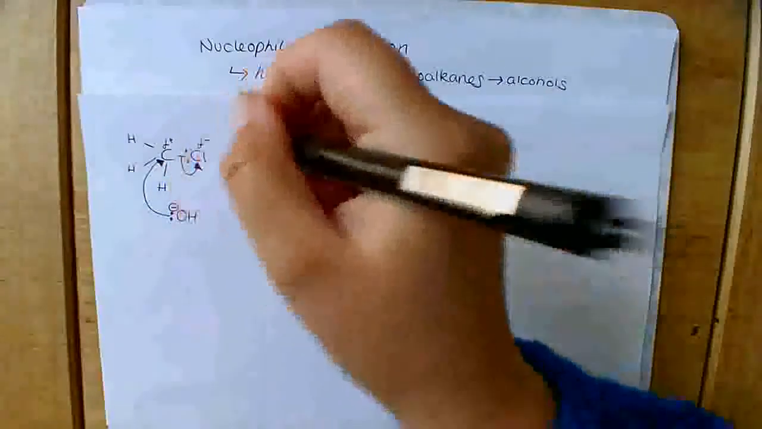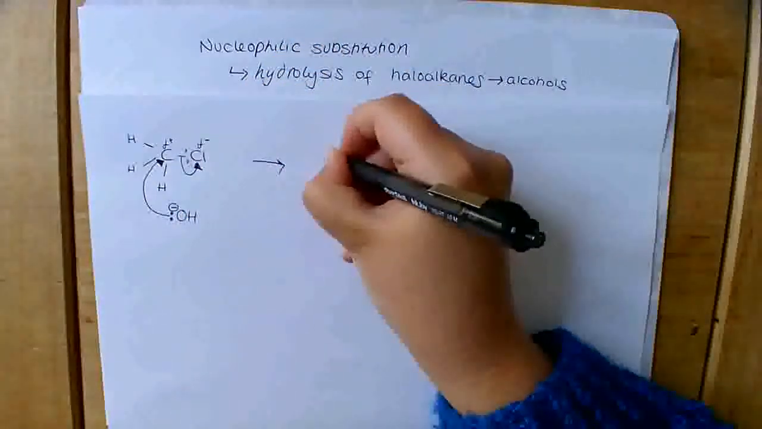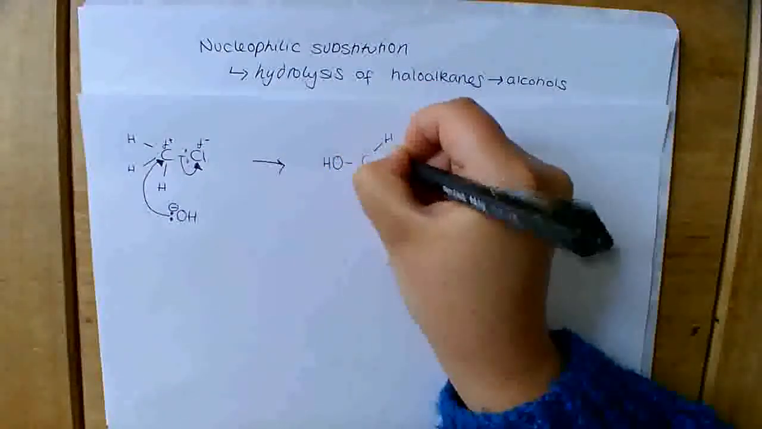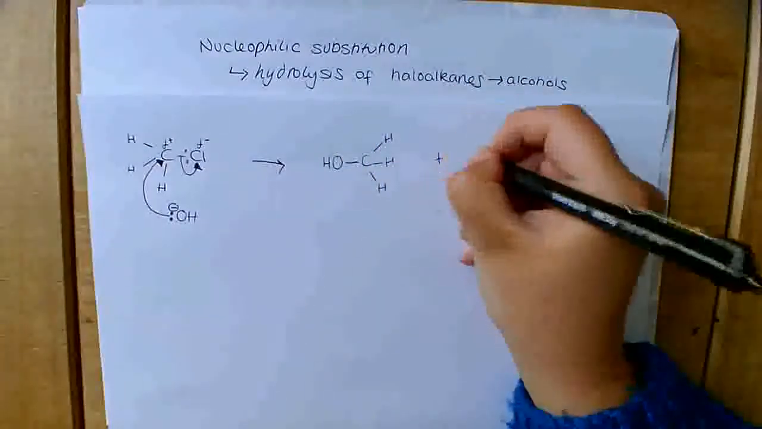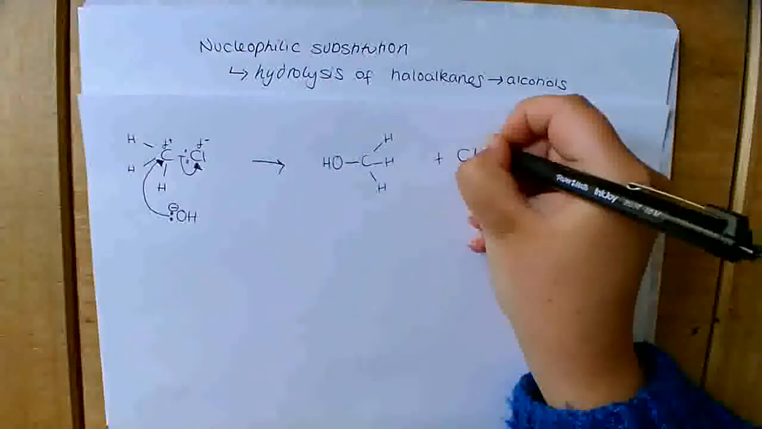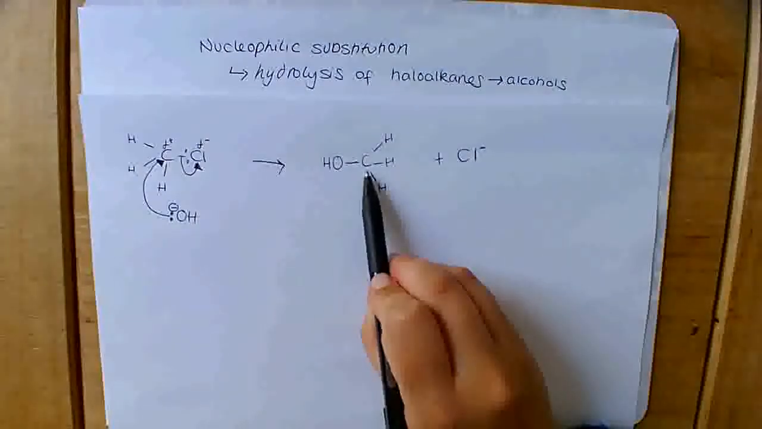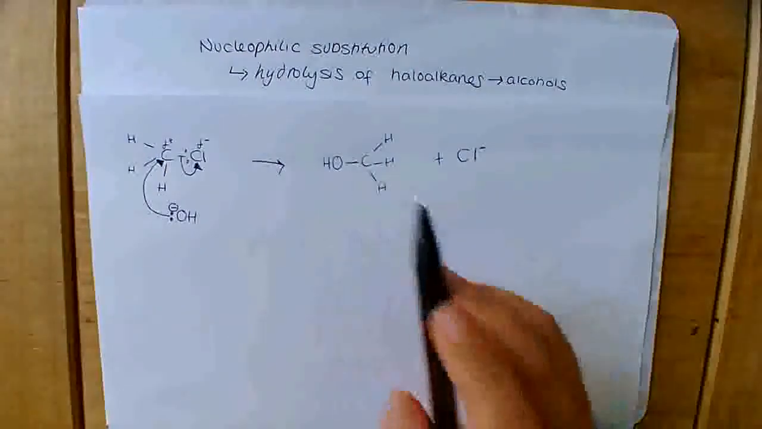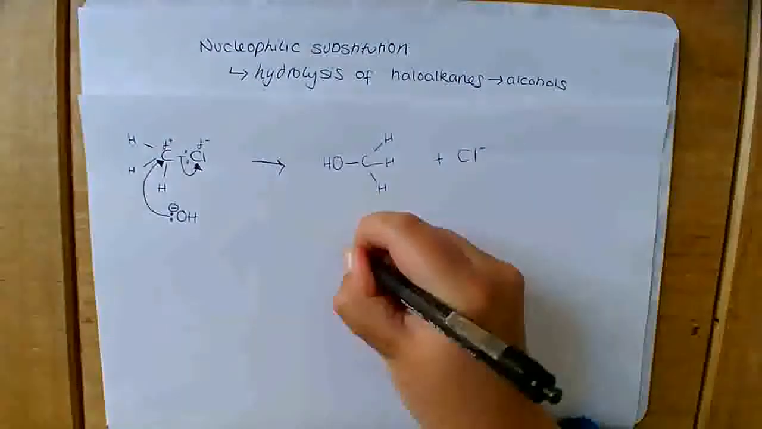And we then form our product, which is our alcohol. And our chloride ion. When you're drawing your organic product, make sure you show the correct connectivity. So the carbon is bonded to the oxygen atom, which is bonded to the hydrogen, not the carbon bonded to the hydrogen, bonded to the oxygen.